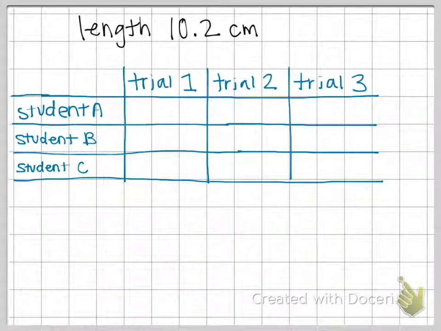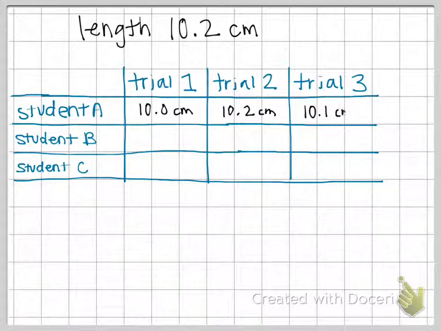We'll make up some results for student A. So student A is going to measure that, and trial 1 is going to get 10.0 centimeters. Trial 2 is going to get 10.2 centimeters. And trial 3 is going to get 10.1 centimeters. All right, so if we look at that data, all those numbers are very close together, and so it will be precise. Those numbers are also all close to the accepted or the desired value or the correct value, so it is also accurate.